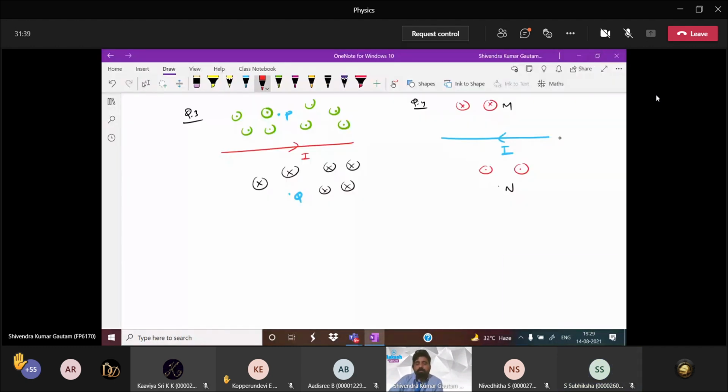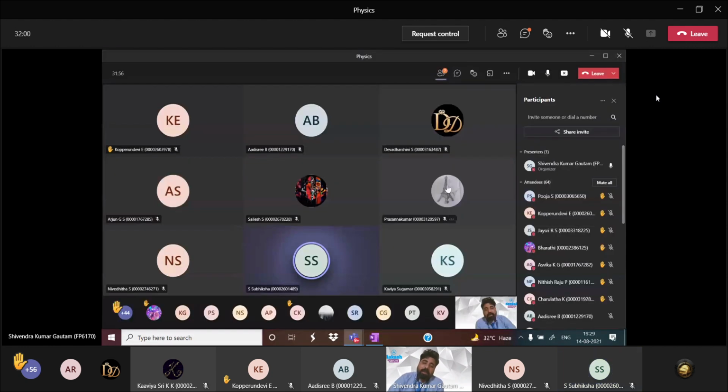And tell me, what is the magnetic field at these points? If I ask you x and y, what is the magnetic field at x? 0. Magnetic field at y? 0. Why 0? Because the point lies along the axis, so theta is 0 or theta 180. I am not telling this, Biot-Savart law tells this: if theta is 0 or theta 180, magnetic field is 0. We discussed this yesterday.